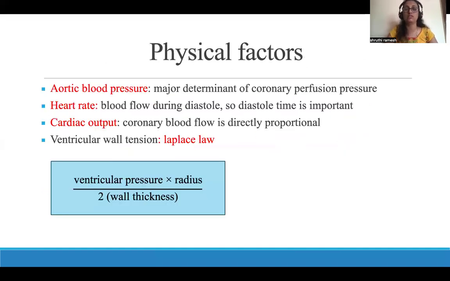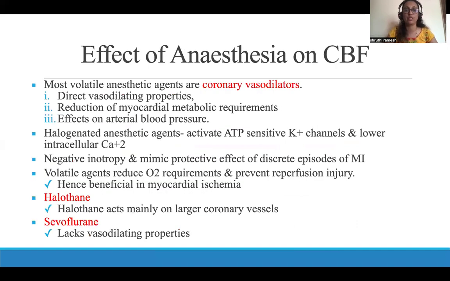Other physical factors which influence the coronary flow are the aortic blood pressure, heart rate, cardiac output, and the ventricular wall tension, which increase the demand and in turn increase the blood flow.